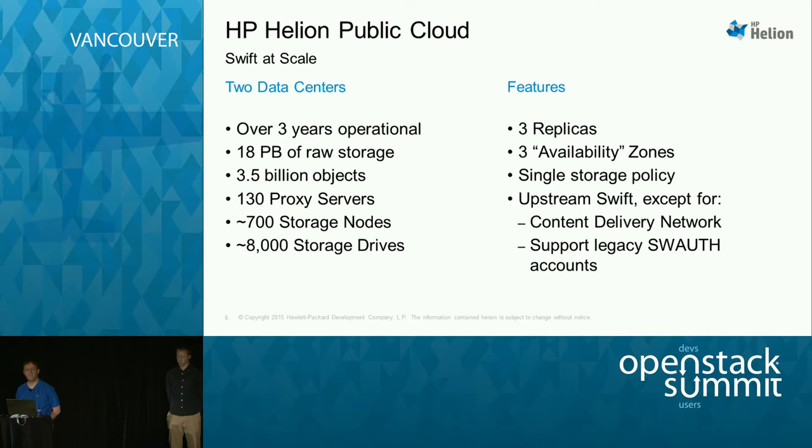It's predominantly upstream Swift, except we also have a content delivery network bolted on the front, and we have a few odds and ends. For example, if you look at how long we've been operational, initially we didn't have Keystone in the environment, we used SWAuth. And then we replaced it with Keystone, but we had lots of accounts that had been created. So we continue to support those accounts.